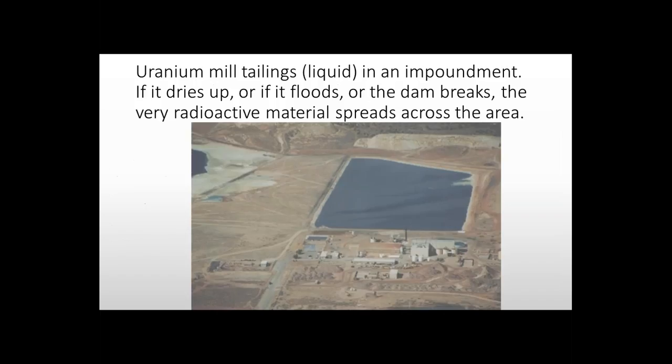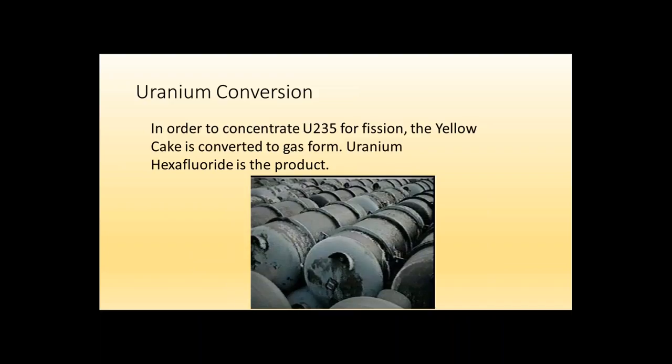Uranium mill tailings in an impoundment, in the form of liquid, are shown in this picture. Slide number 34. If it dries up or floods or the dam breaks, the very radioactive material spreads across the area, and the worst spill in history was in 1979, into the Rio Puerco in New Mexico.